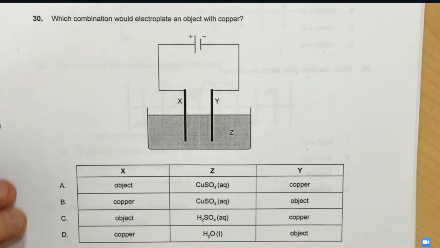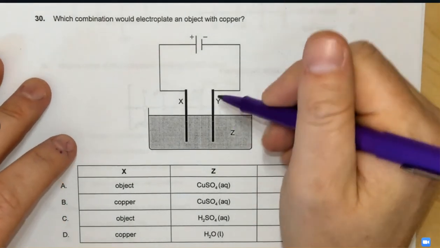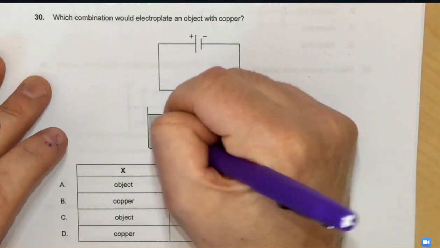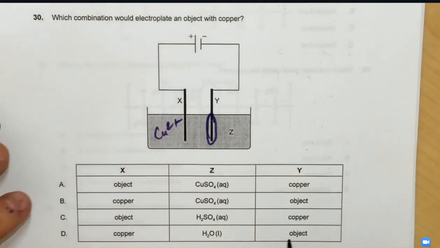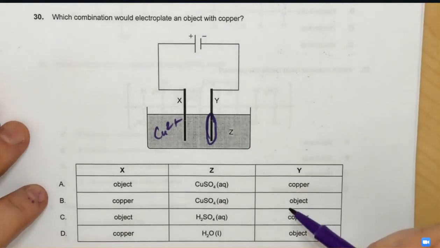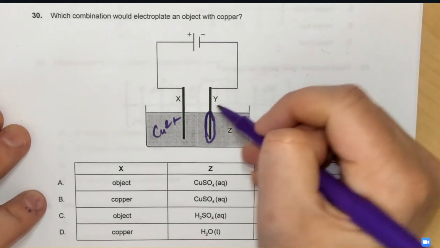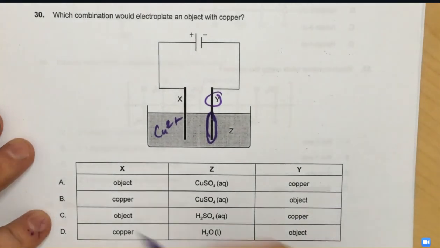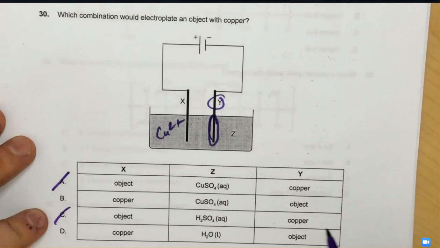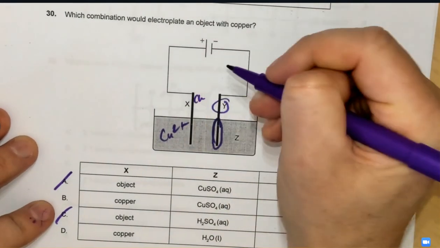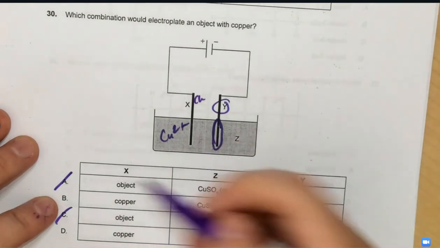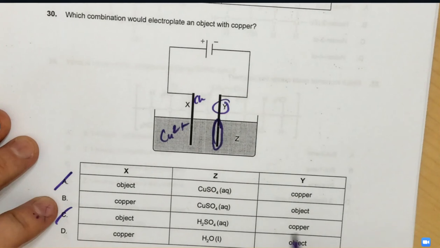Which combination would electroplate an object with copper? So remember, we want to attach the thing we want to plate to the negative electrode. We want to have a solution of copper 2 ions. So Z would be the object. Oh wait, no, Y, excuse me, Y would be the object. So we can automatically eliminate choice A and C. X would be made of copper. Z would be an electrolyte with copper solution. So X is copper, Z contains copper ions, and Y is the object, so B.